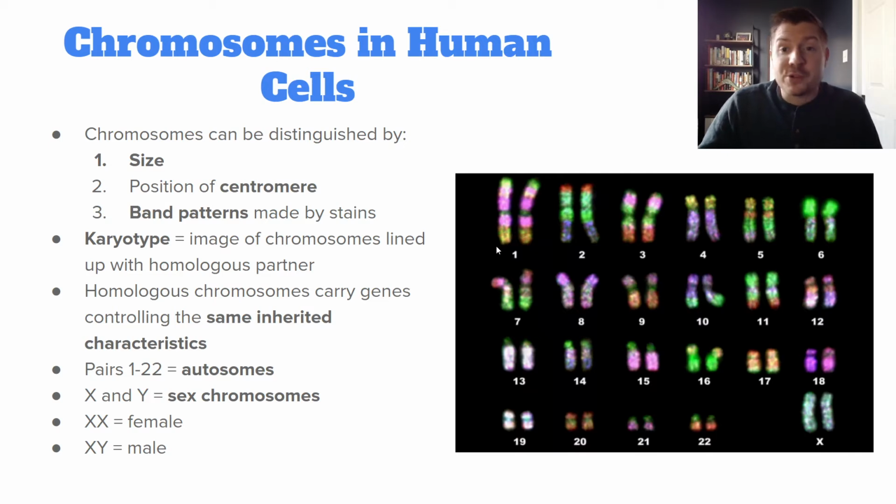In humans, pairs 1 through 22 are called autosomes, and the X and Y chromosomes are called the sex chromosomes. Autosomes basically just means every chromosome besides the sex chromosomes. And in humans, the way we traditionally define sex is having 2 X chromosomes is categorized as female, and having an X and Y chromosome is categorized as male.